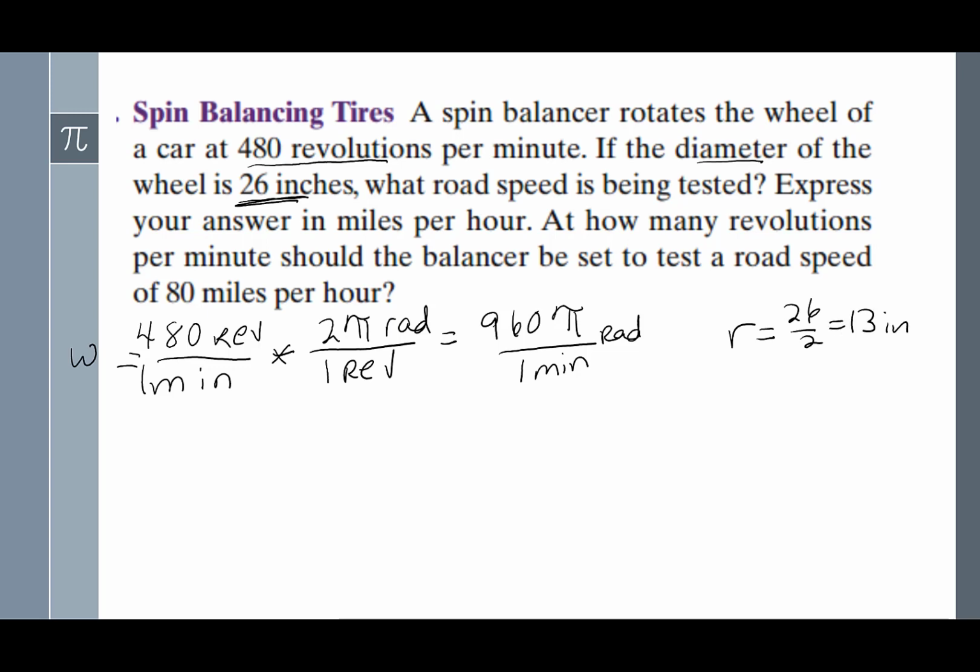So now we have our radius, we have our omega, we can start talking about speed. So speed, V, we saw in our last one, was omega times R. So it says, what speed are we testing? And we're like, well, we don't know. So what we do know, though, is we had 960 pi radians per minute. And we have a radius that's 13 inches. Okay. The answer says it should be in miles per hour.